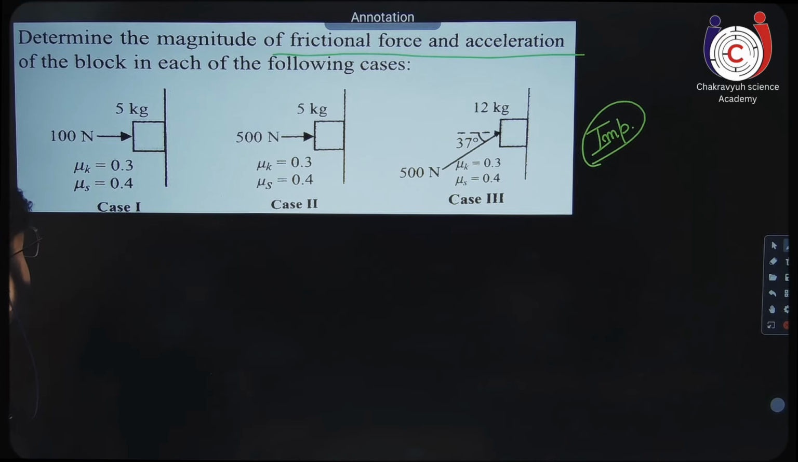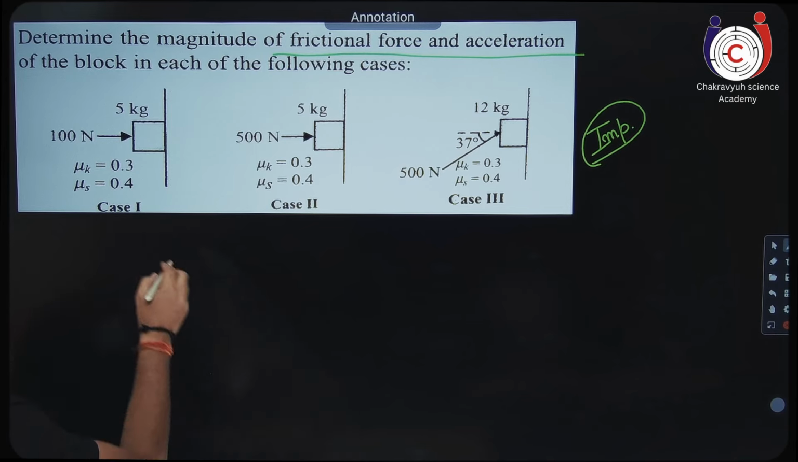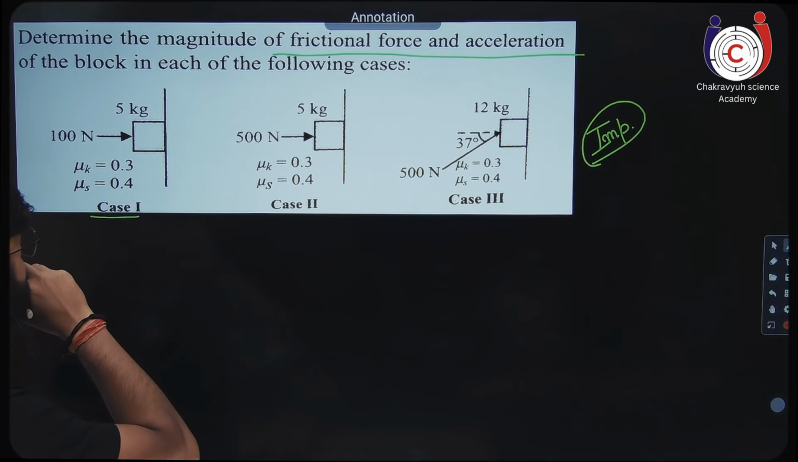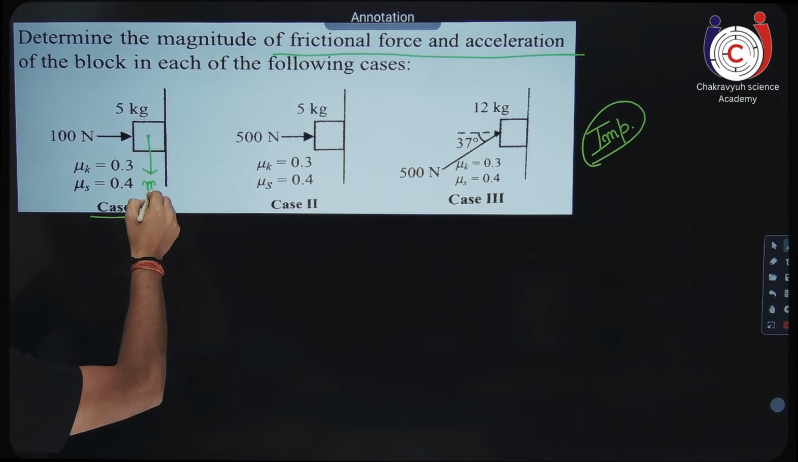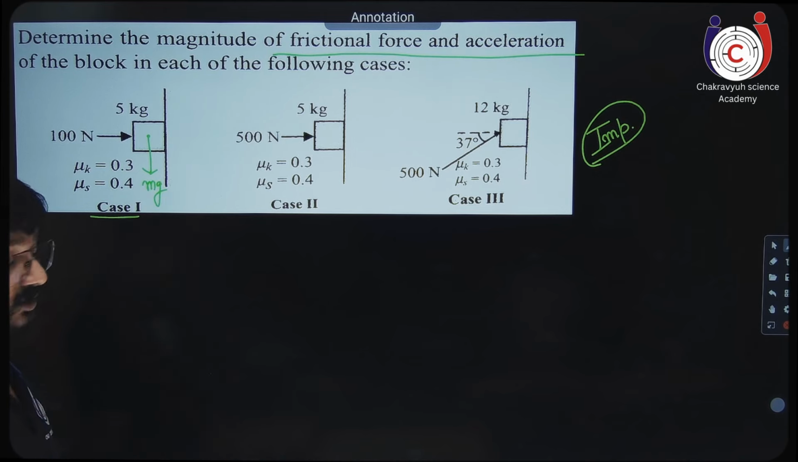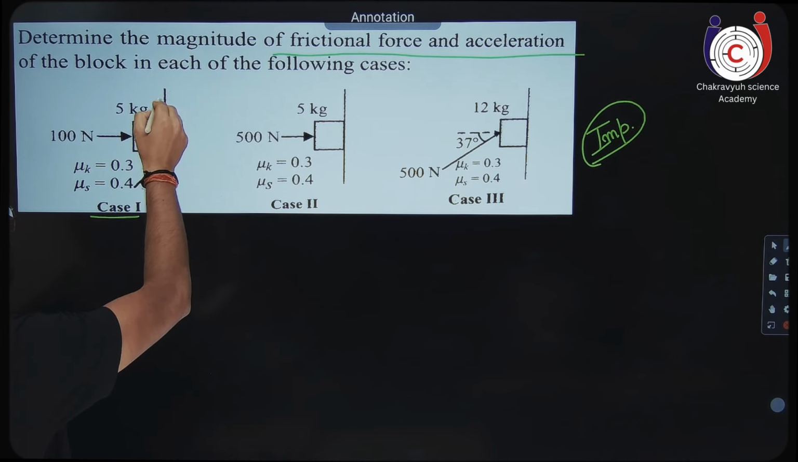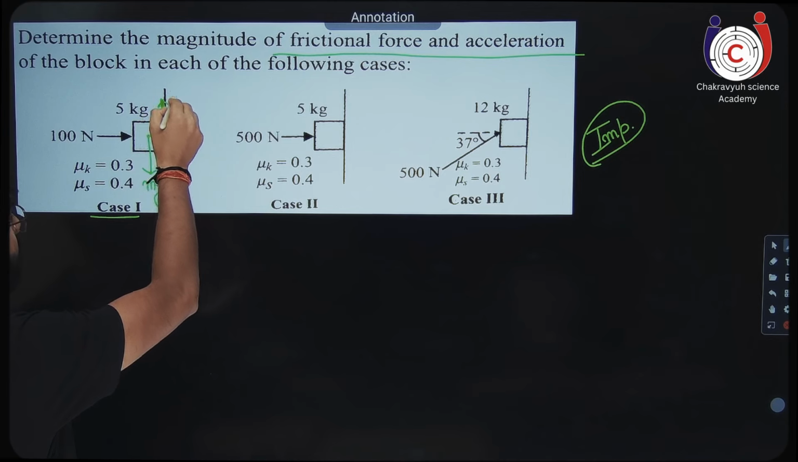Students who know how to do it can do it on their own. And if you feel that you'll get stuck, you can see on the board, I am also solving. So first case. This object will have a tendency to fall down or up? Down, because of its weight. So friction will be in which direction? Up. Any problem?